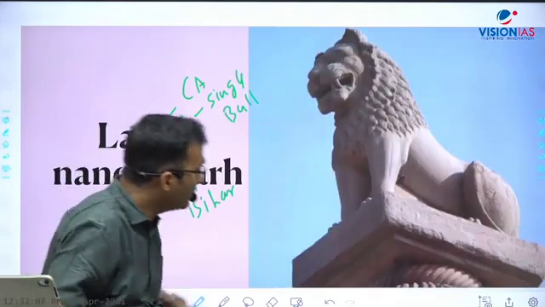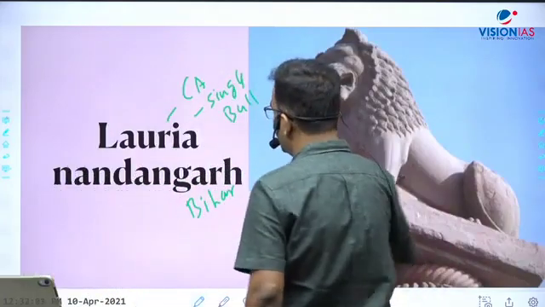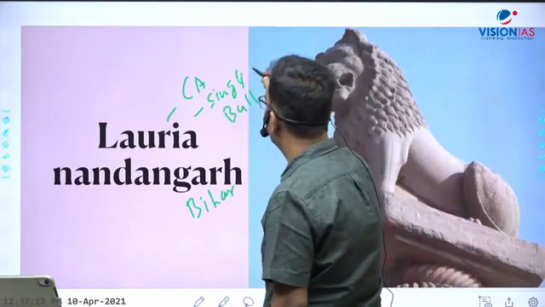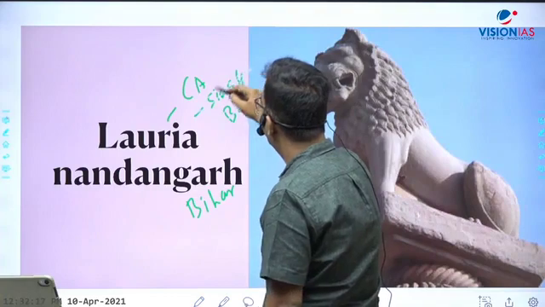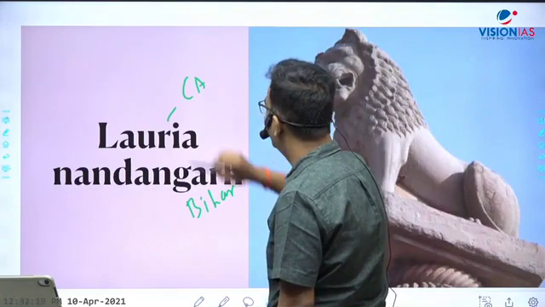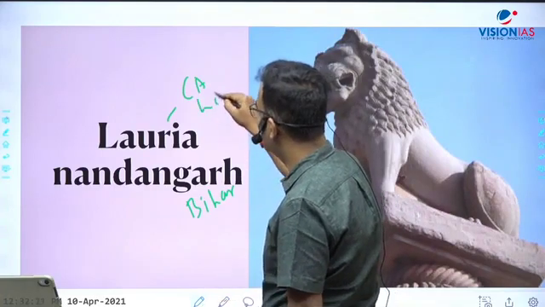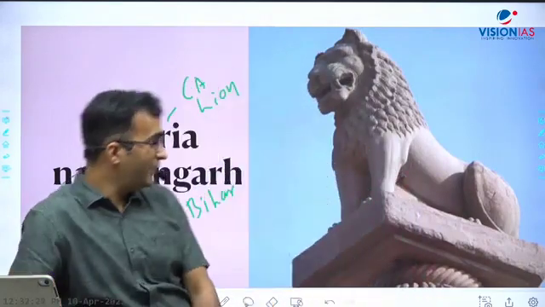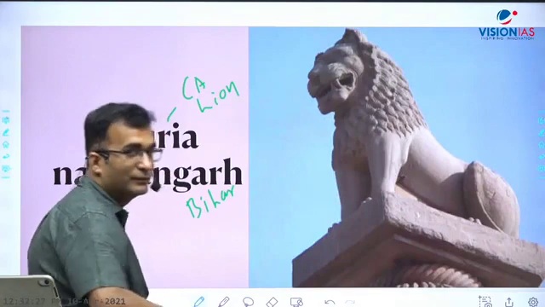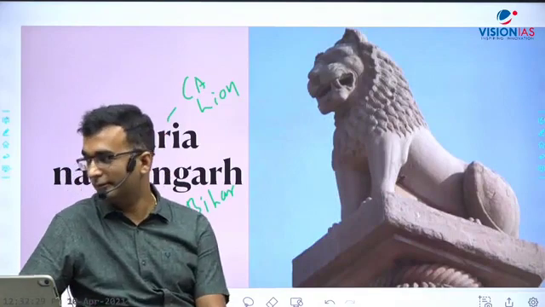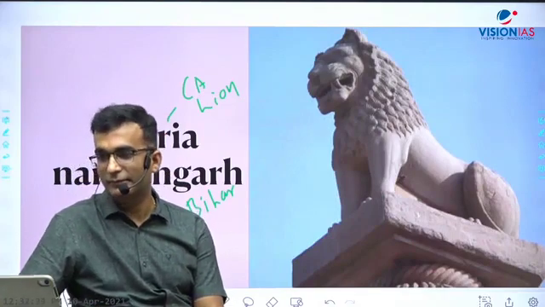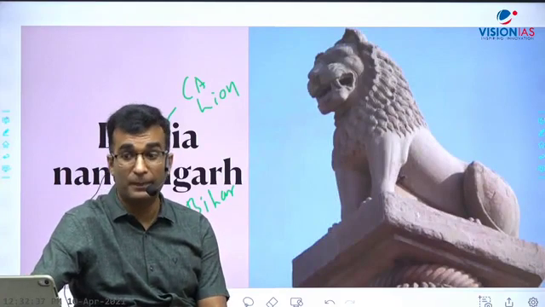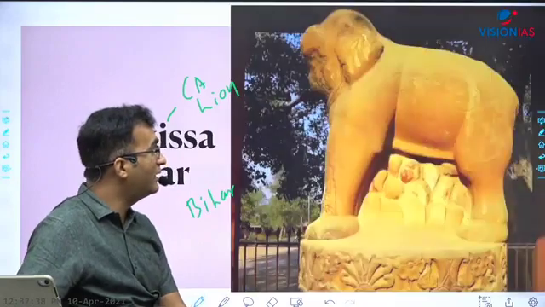Then this pillar you write Lauria Nandangarh pillar. This is also from Bihar, and only the crowning animal will change. Again, single lion is enough. So you just write crowning animal is lion. Then Lauria Nandangarh pillar of Bihar. I hope you have written. Then the next example.